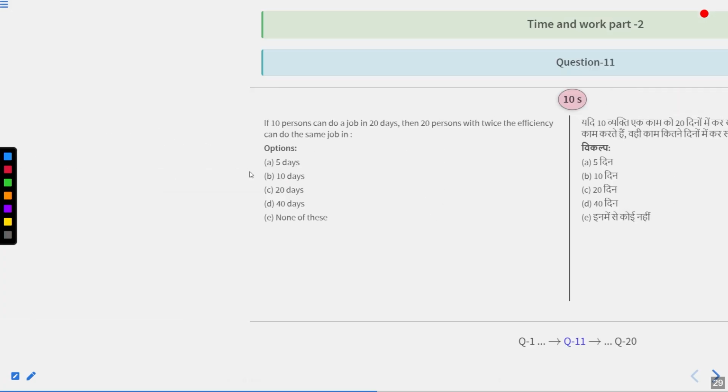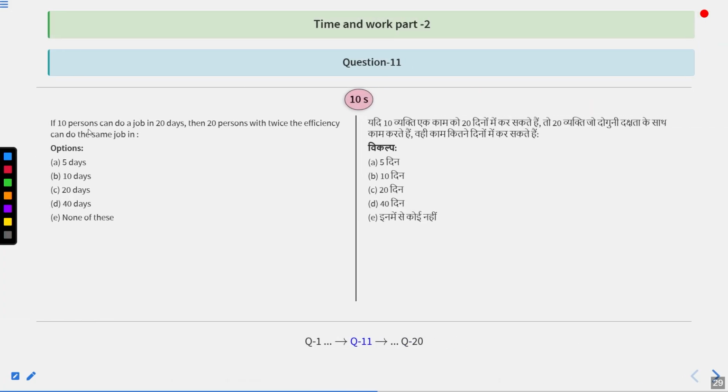Clear? Next one. If 10 persons can do a job in 20 days, then how many days would 20 persons with twice the efficiency take to do the same job? You have 5 options and 10 seconds to analyze the question. Your time starts now.